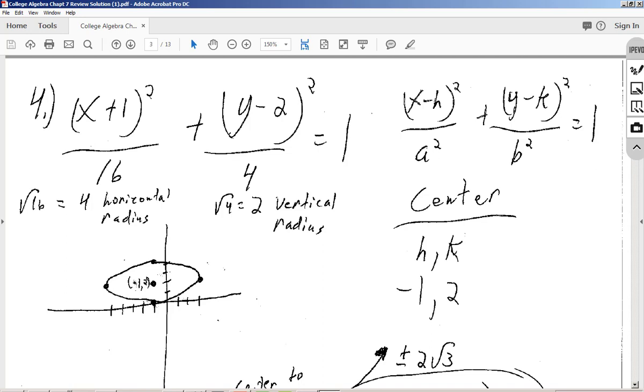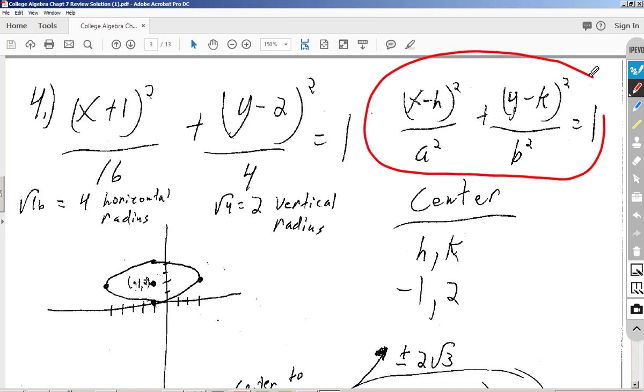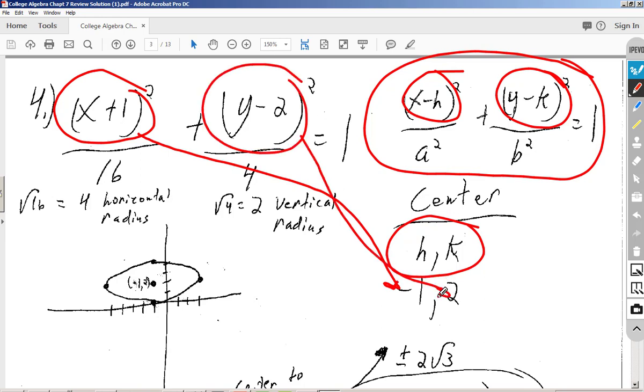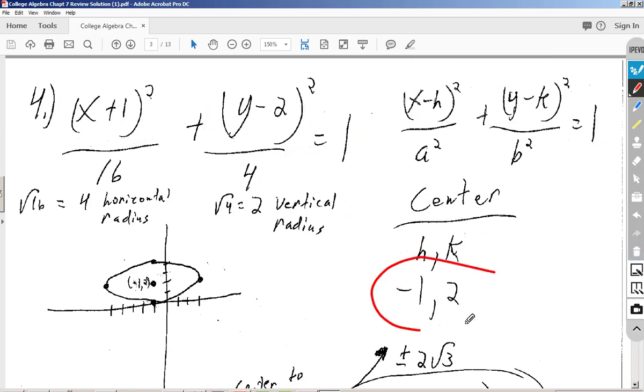So to graph this ellipse, first we've got to find our center. If you look at the general form of an ellipse, it's x minus h squared all over a squared plus y minus k squared all over b squared equals 1. And your center is that h and k. In other words, it's the answers to x minus h and y minus k. Here I have x plus 1; I find that answer, and that is negative 1. I have y minus 2; that answer is positive 2. There's your center right there, located at (-1, 2).